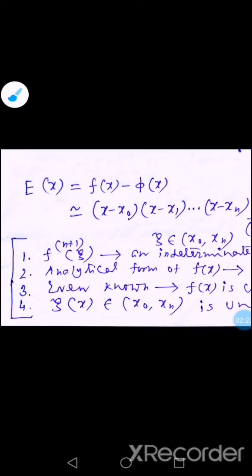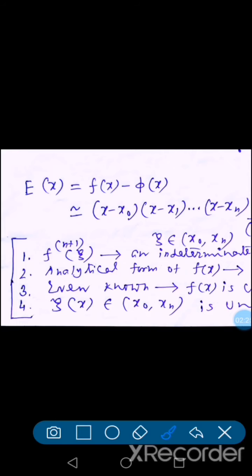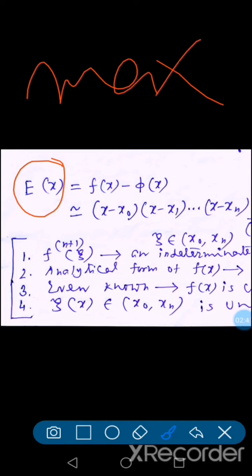Hence, in any of the above situations, the remainder term or error term E(x) cannot be evaluated exactly. So our aim is to find its maximum value, or to find an upper bound, in some special situations only.